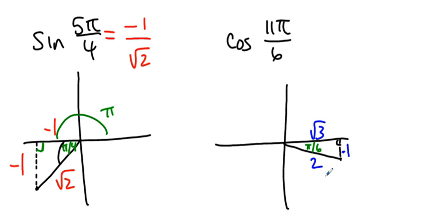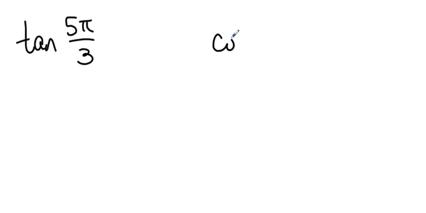So we say that the cosine of 11 pi over 6 is the same as the cosine of this reference angle. And the cosine of this reference angle is adjacent over hypotenuse. Hopefully this is something you have seen before. And hopefully you have enough skill at this point to be able to find the tangent of 5 pi over 3 and the cosine of 3 pi over 4. Those are things you should know how to do.